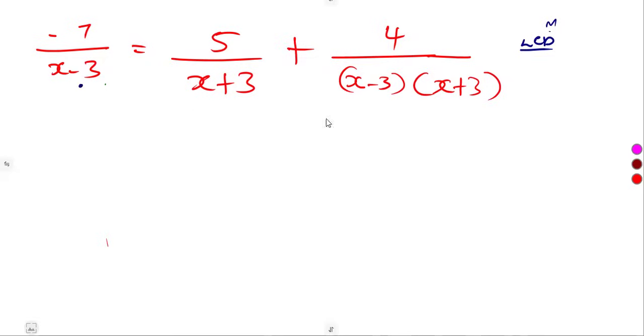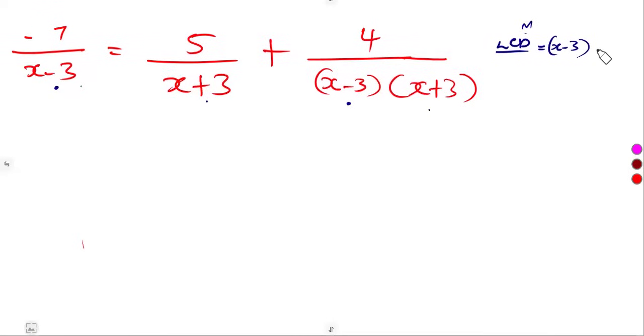There is x minus 3. So we do not repeat that one. Just going to collect it once. There is x plus 3. Also, we do not repeat this one. We take it once. So this is our LCD or LCM.